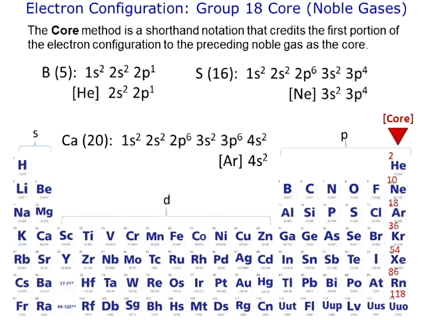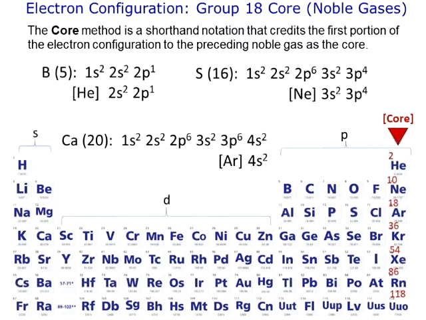And we write the argon notation in brackets. Then we write 4s2 for its shorthand or its core notation for the electron configuration. So if you're asked to write the core, then you would write the noble gas followed by the remainder of the notation.